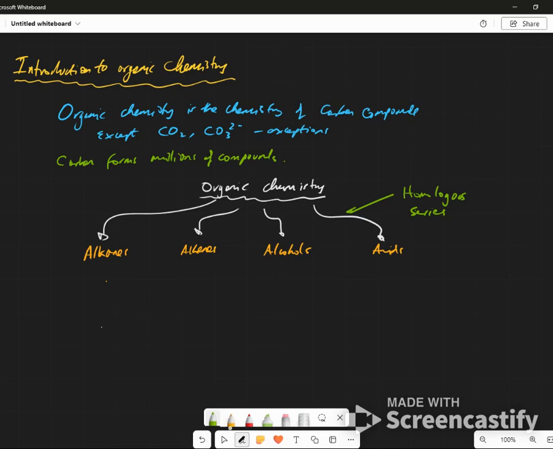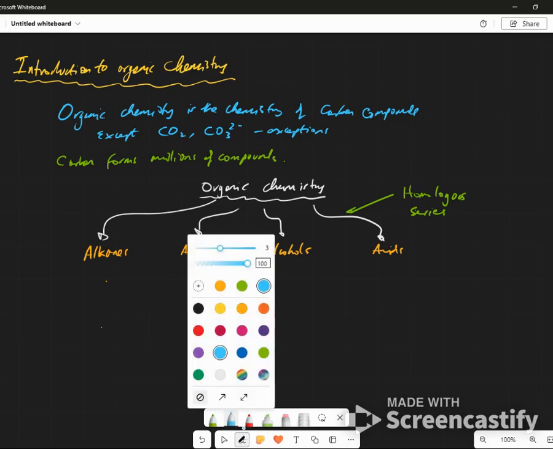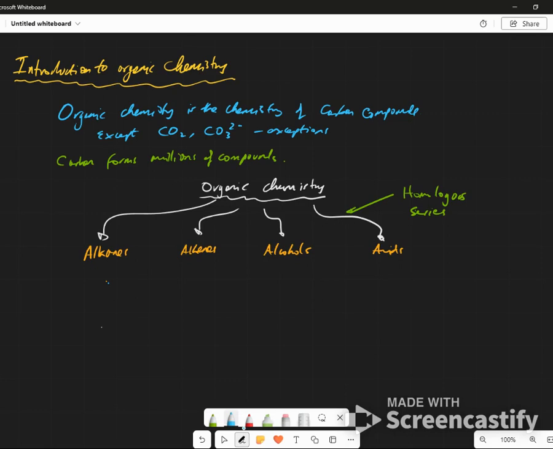Now, let's have a very brief look at an overview of these homologous series. Alkanes are hydrocarbons, which means they contain carbon and hydrogen only. So there's a good example of an alkane. That's a hydrocarbon. Alkenes are also hydrocarbons, but they have a special bit in the middle. Alcohols are not hydrocarbons. Alcohols contain oxygen. So there's an alcohol.